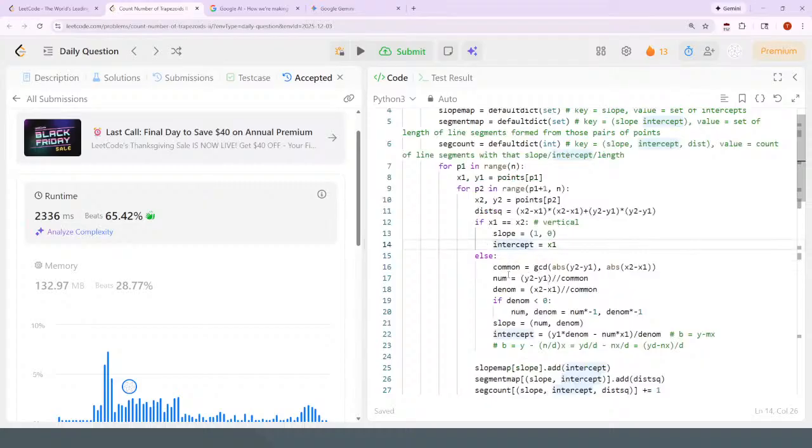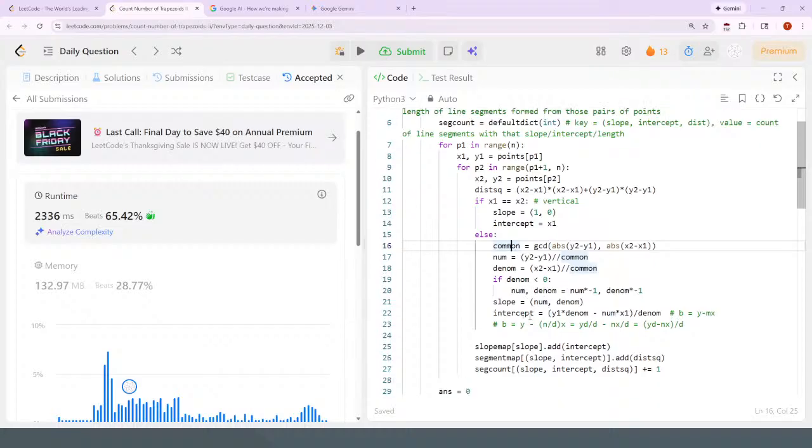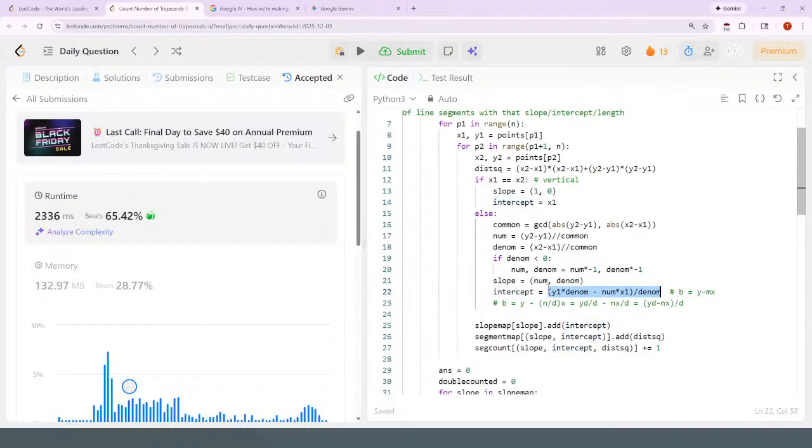And then if you have a non-vertical line, you need to find the greatest common denominator to reduce the fractions of the slope. Divide out that greatest common denominator. Ensure that the fraction is going to have a positive denominator, so that -1 over 2 is not different than positive 1 over -2. Store the slope as a tuple of the reduced numerator and denominator. Store the y-intercept to differentiate lines with that slope.